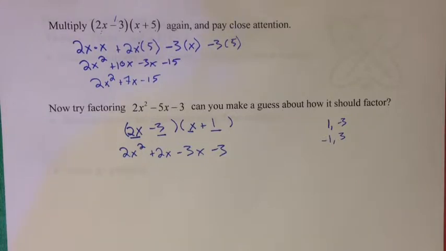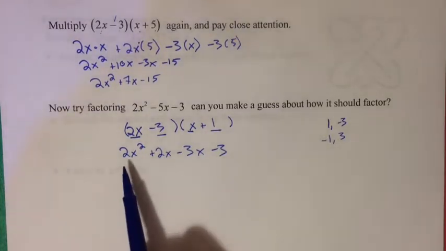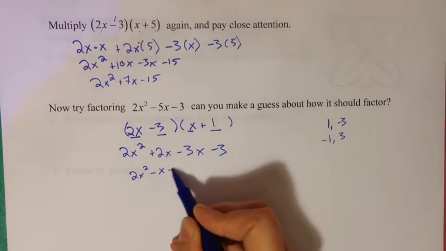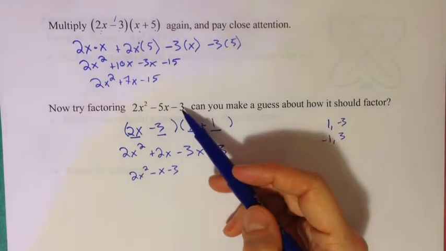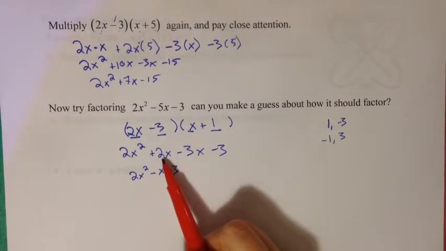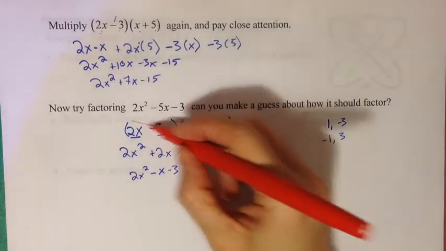Well, this isn't quite going to work. When I combine my like terms, I'm going to get 2x squared minus x minus 3, which is not what I started with. So I know that this is not a correct factorization. But what went wrong? It seems like my 2 middle terms didn't add up correctly.